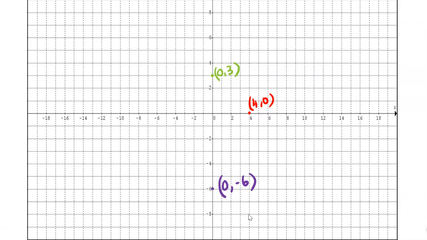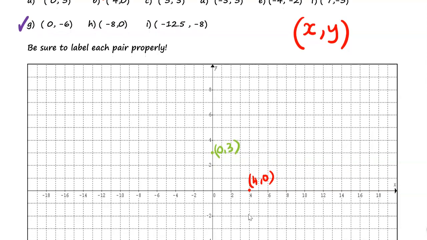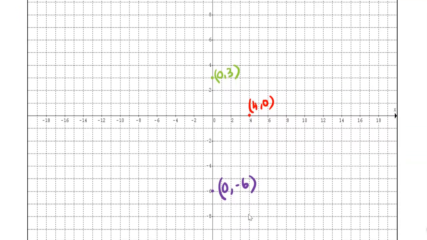The next point on the graph is h, which is negative 8 and 0. So here I have negative 8 for x, and then I project it to meet the 0 for the y. So this point on the graph will be right here, negative 8, 0. Negative 8 for x, 0 for y.